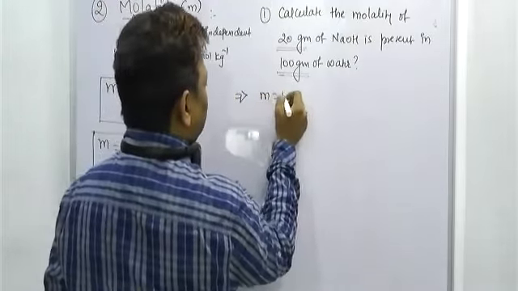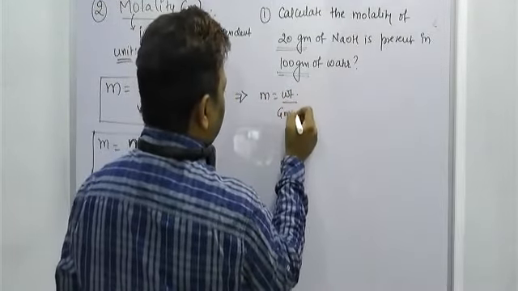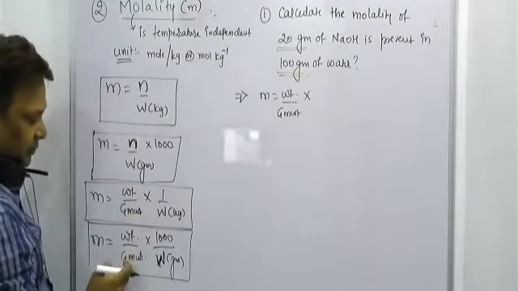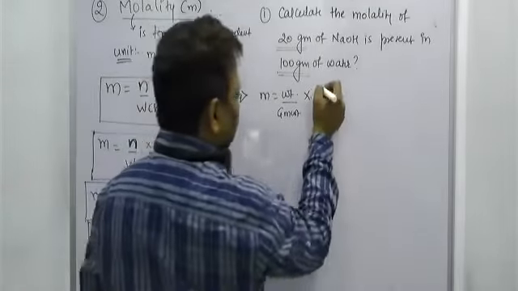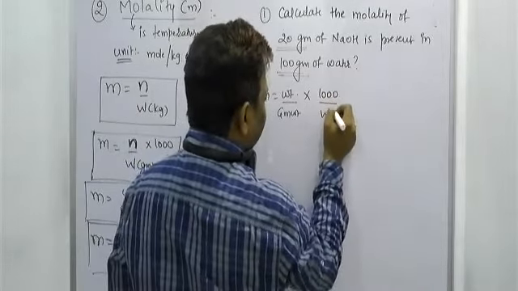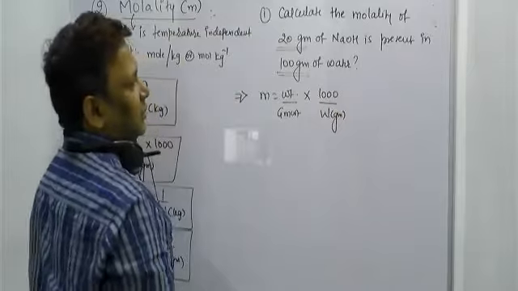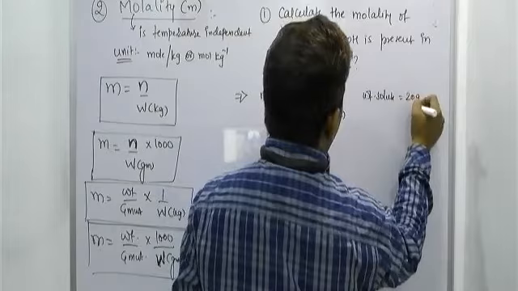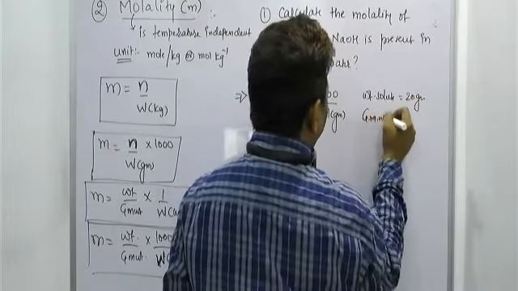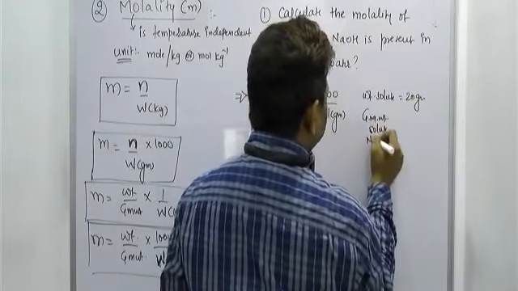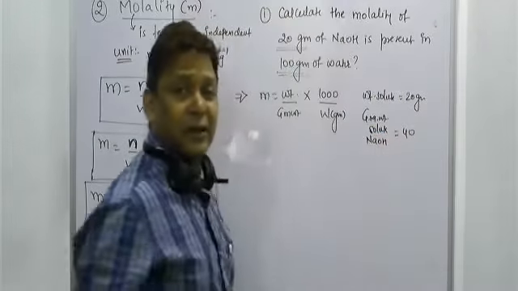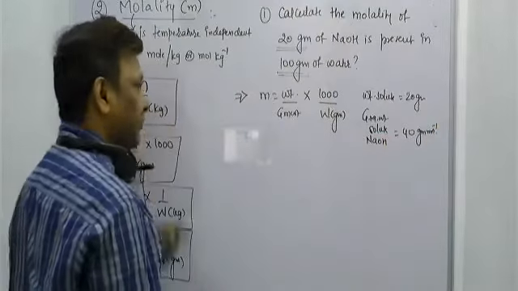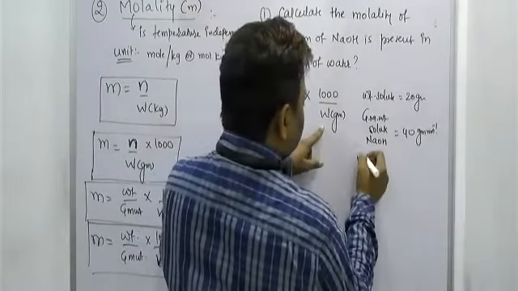Molality equals weight of solute by gram molecular weight of solute, but the solvent weight is given in gram, so 1000 by weight of solvent in gram. Now you know the weight of solute. So you can say, sir, weight of solute is 20 gram. What is the gram molecular weight of the solute? That is NaOH. I asked you to learn it by heart, it is 40 gram per mole. Yes beta, 40 gram per mole is the gram molecular weight of NaOH. What is the weight of solvent, sir? Yes, sir.